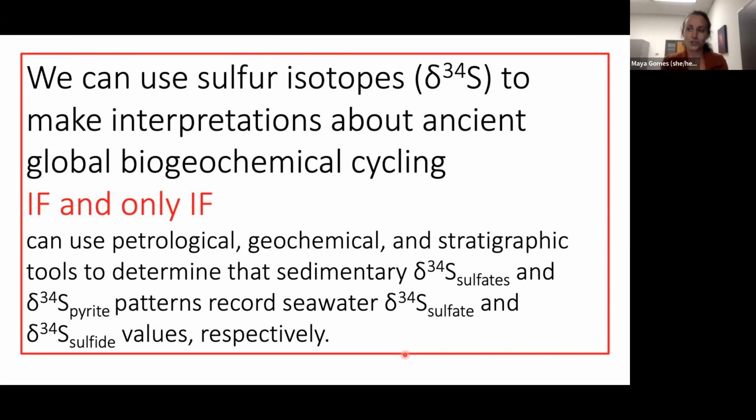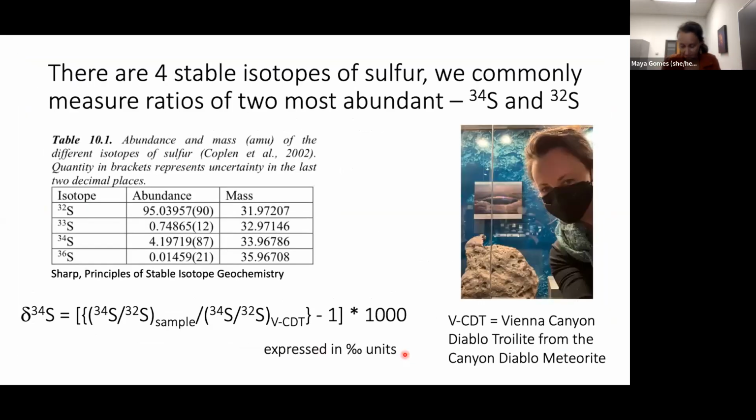But in order to actually interpret these records as recording information about ancient biogeochemical cycling, we really need to prove that these signatures are actually recording secular variation in seawater conditions, because that is what we're trying to get at. Okay, so this caveat needs to be made, and I'm going to talk to you a lot about how you can assess your sulfur isotope records and try to infer what sort of information they're recording, and then how you make those interpretations. Okay, so let's start with the basics.